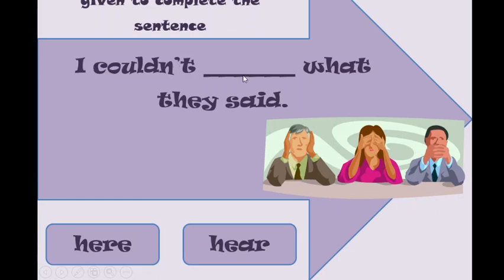I couldn't hear what they said. So which one will be here? I couldn't hear or I couldn't here. Which one would you go? Tell me. I know which one. You say this, right? So I couldn't hear. This one is referring to hear, escuchar. I couldn't hear what they said. Let's go to the next one.